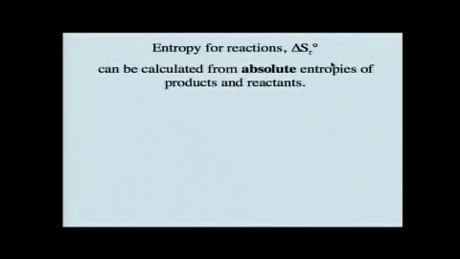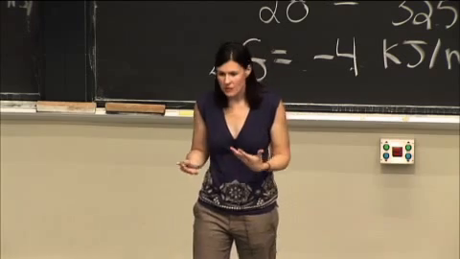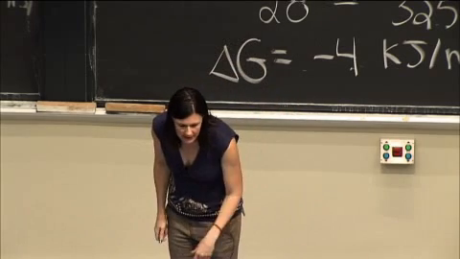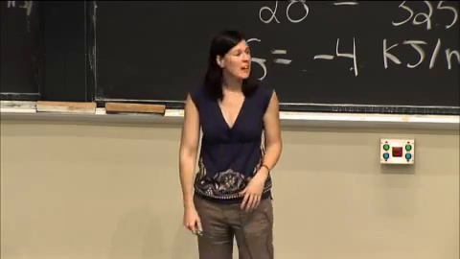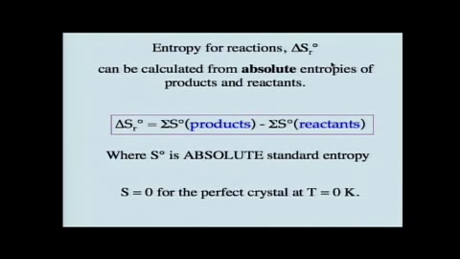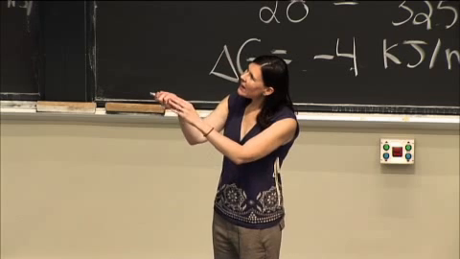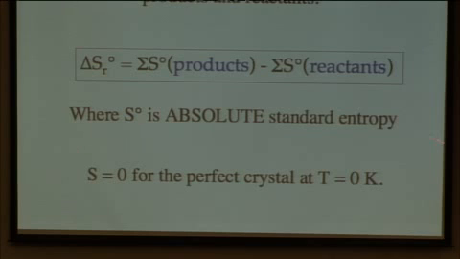So what we can do is actually calculate the entropy of a reaction from absolute entropies of individual molecules that we're discussing. This is very similar to how we calculated the enthalpy of a reaction by taking the change in enthalpy of formation, except we don't even have to worry about a change in entropy because we can talk about entropy as an absolute value.